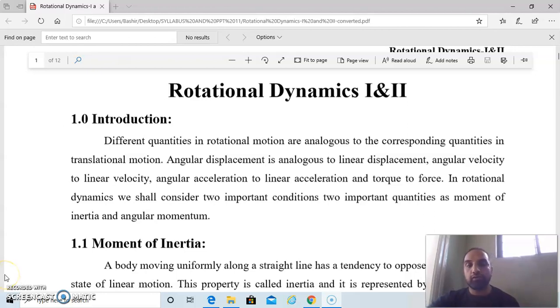Okay, today we are going to discuss the module rotational dynamics 1 and 2. Actually, these are two different modules, but the contents included are the same.